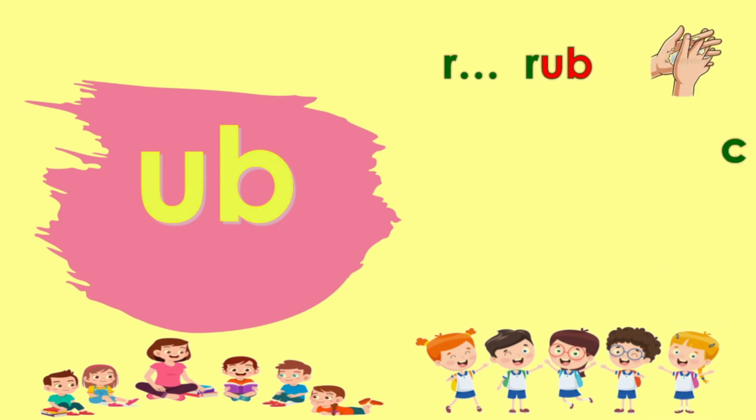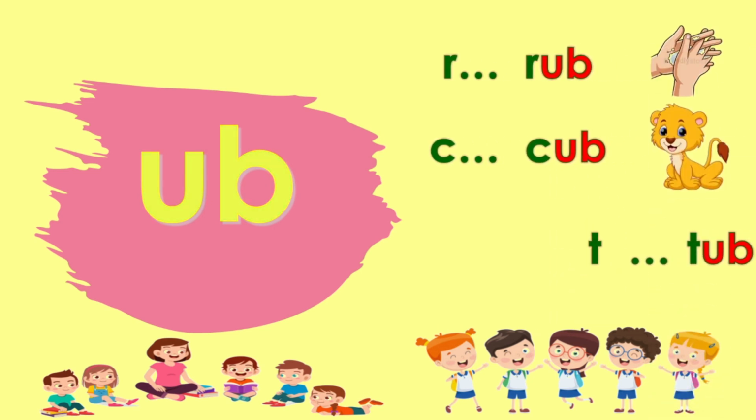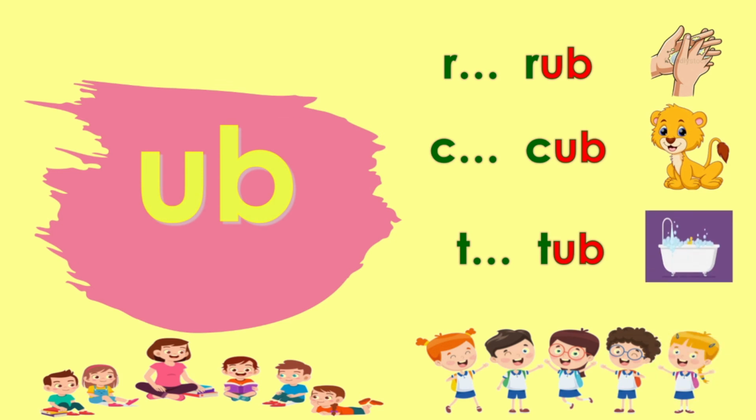Now next, UB, ub. Rub your hand, rub your hand. R, UB, rub. C, UB, cub. T, UB, tub. This is UB. These are UB words.